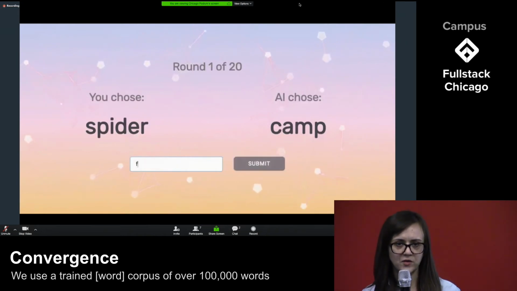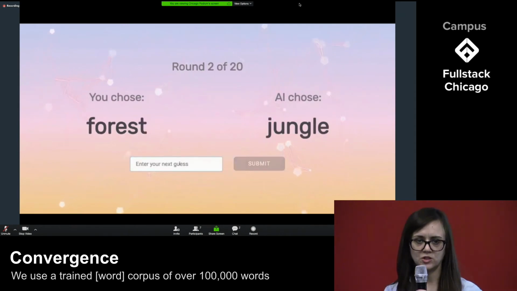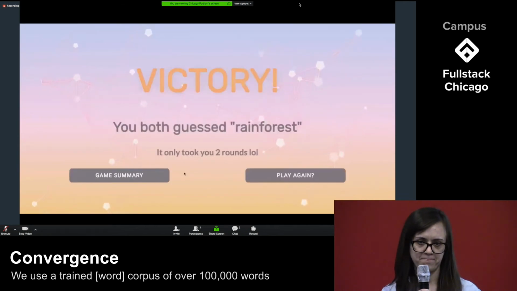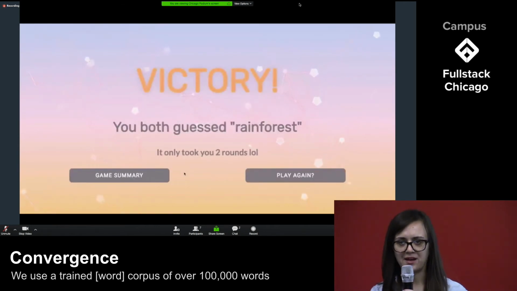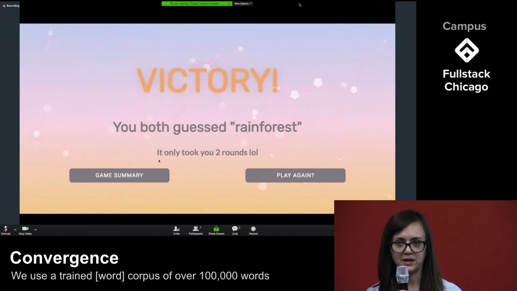So let's go here. Spider and camp. I'll choose forest. Forest and jungle. That sounds like rainforest. Nice. Victory. With thousands of words in the English language, we've converged on the same word in just a few rounds. I can even look at how close we got by checking out this cool graph we made on Canvas.